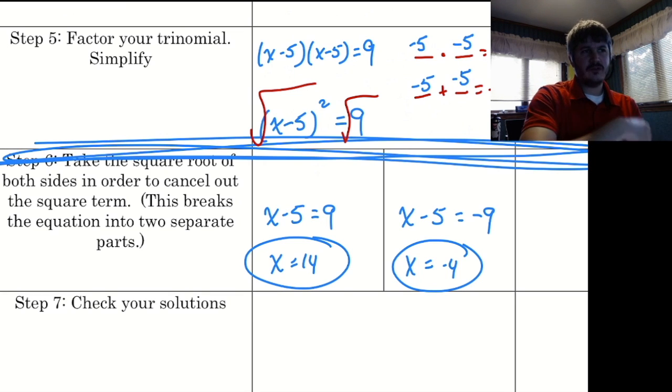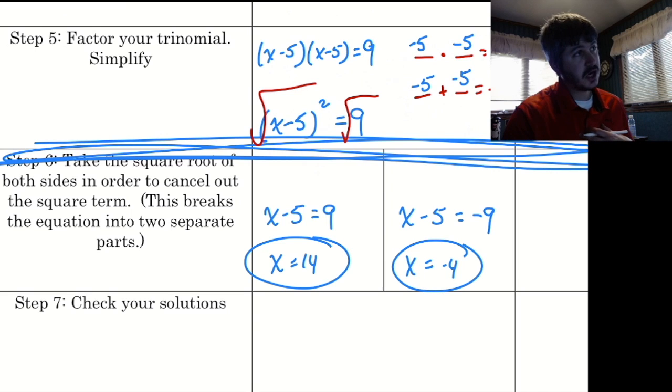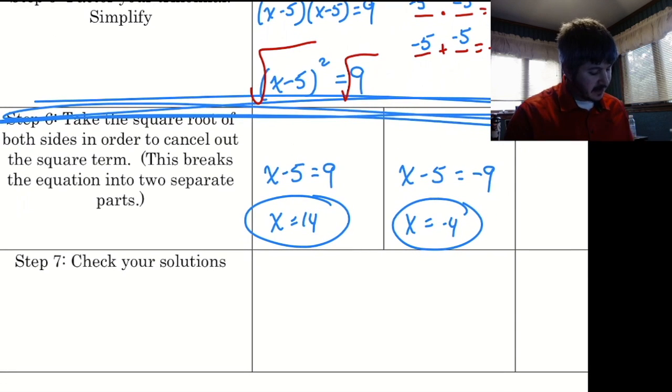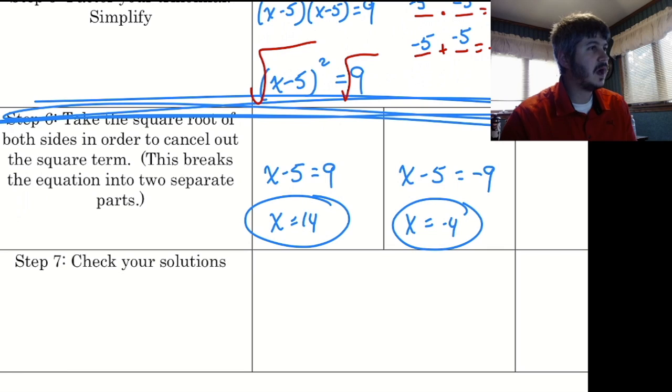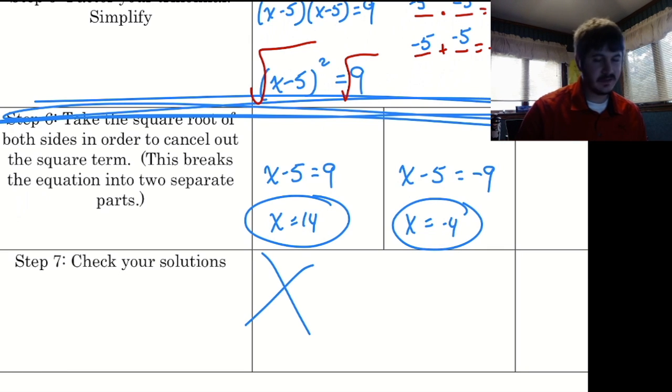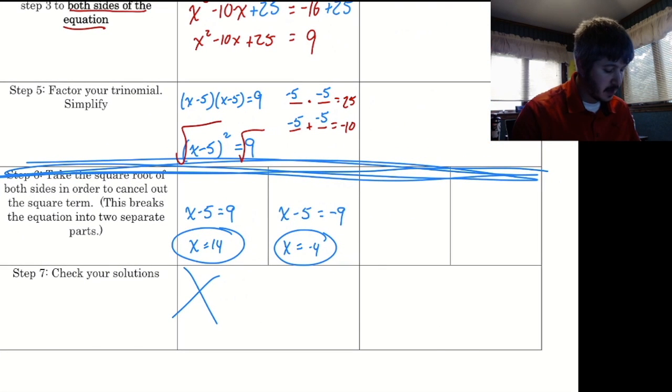If I asked you to solve using completing the square, you just have to do that extra step. But once we hit step 5, for our geometry purposes, we'll be done once we reach that step. And then step 7 just says check your solutions, meaning plug back into the original and make sure that they work. I'm going to skip that. I'm not going to worry about checking it. Because, again, we don't really care. And that actually worked out pretty nicely. I guess I chose two numbers that worked out pretty well.